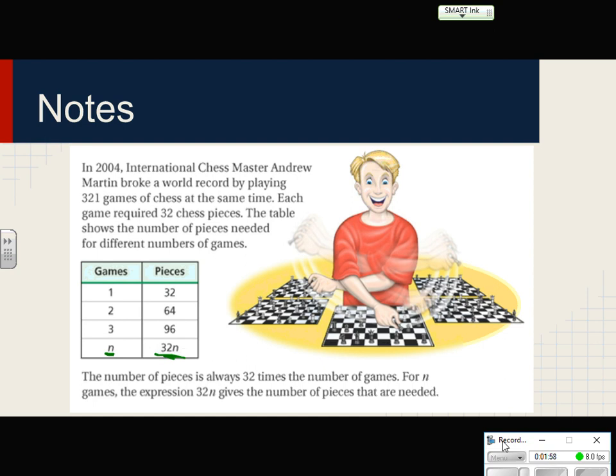So if you want to earn a little something from me, go ahead and figure out how many chess pieces that would be for 321 games. And if you're correct, come show me.